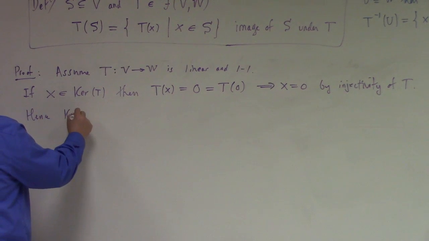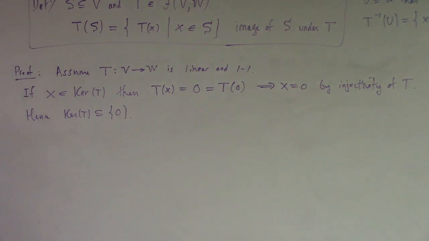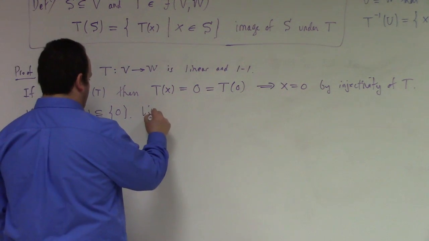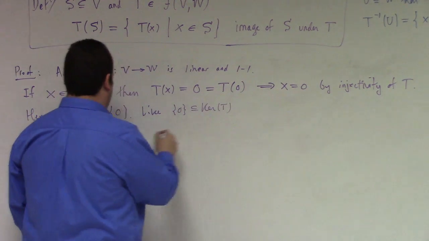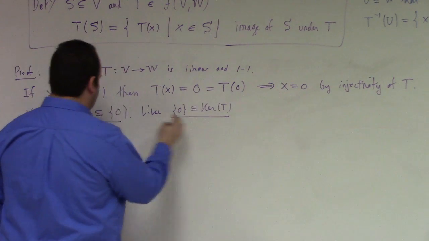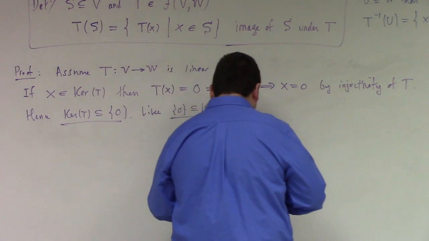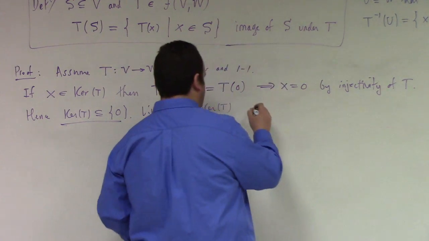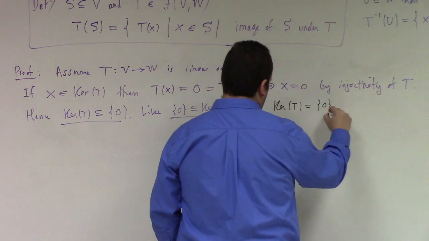The kernel of T is a subset of the set containing 0. And the converse direction is already true, right? Clearly, we already know that 0 is a subset of the kernel. So we have inclusion both ways, right? A is a subset of B, B is a subset of A. It follows then that A and B are equal as sets, right? This is how we prove equality of sets. We prove mutual containment. So hence the kernel of T is 0.